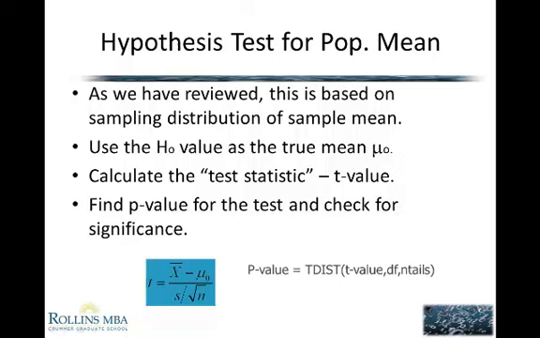So we're going to find out how far away our sample mean, x bar, is from 12 in standard errors. So we're going to take our x bar minus 12 divided by the standard error, and that's going to give us our t-value. So we're going to be finding a t-test statistic, and that's what we're going to use to determine our p-value for the test. Let me give you a visual of what this looks like.